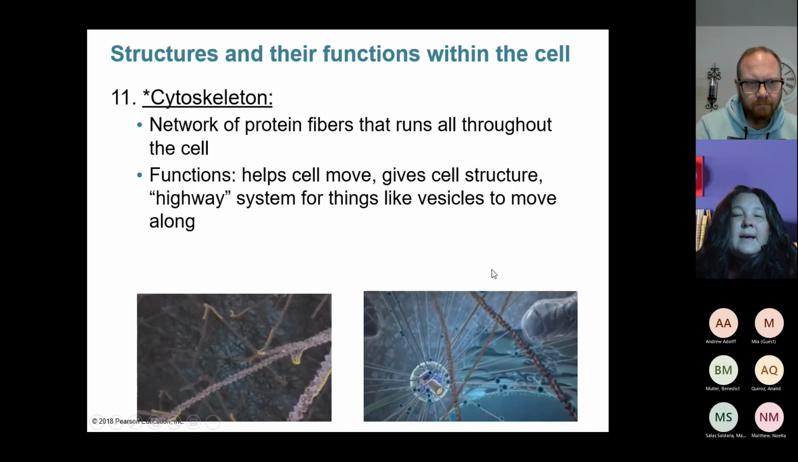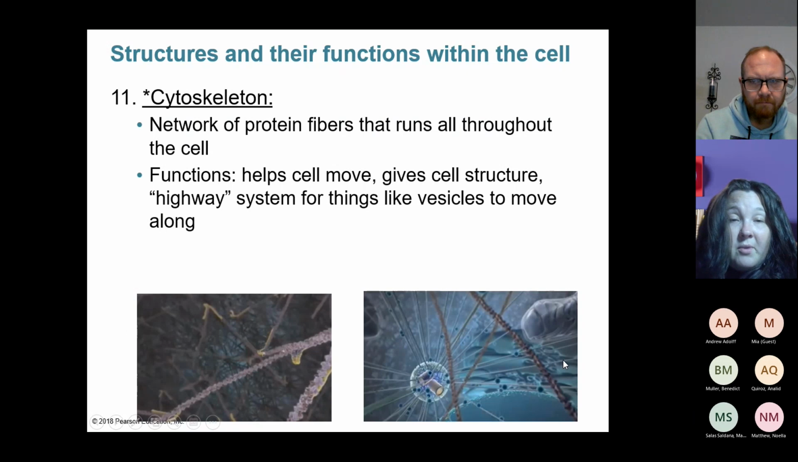It's also used as a highway system for things like vesicles to move along. And vesicles, you know, these tiny little dots here, those are vesicles. Remember, vesicles carry things. And you can see that they are walking along these protein fibers. So when a protein comes from the rough endoplasmic reticulum, it's packaged into a vesicle. And then the vesicle moves along these protein fibers one way and then another way until it gets to the Golgi body.